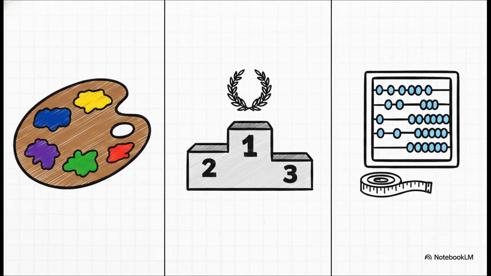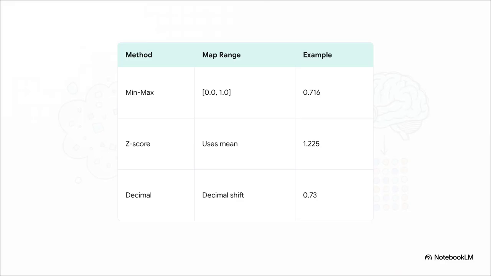Once you know exactly what you're holding, you have to scale it. Think of normalization kind of like converting currencies. How does an AI compare an income of $73,000 to a person's age of 35? It literally can't, unless they share a scale. So if we have an income range of $12,000 to $98,000, min-max normalization maps that entire range proportionally between 0.0 and 1.0. So our $73,000 becomes 0.716.